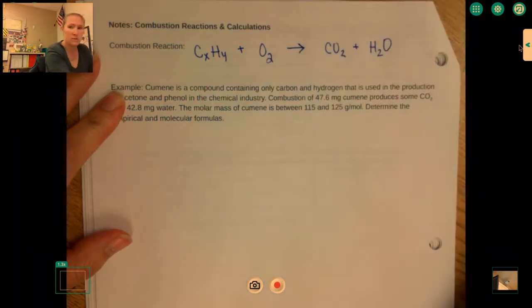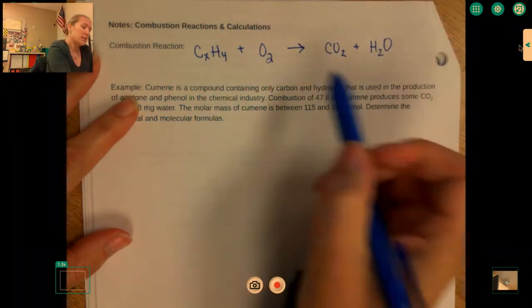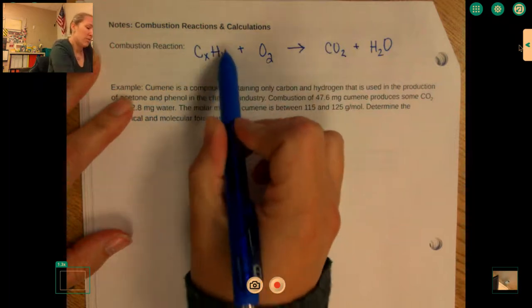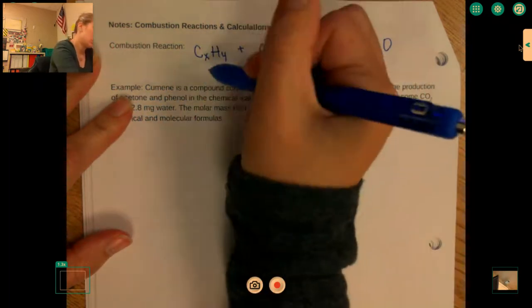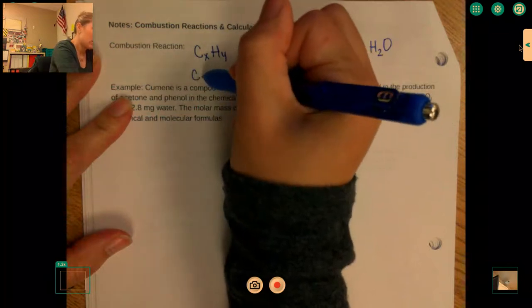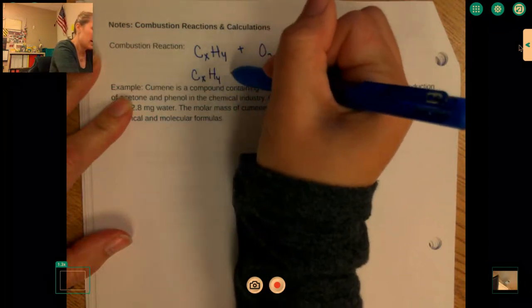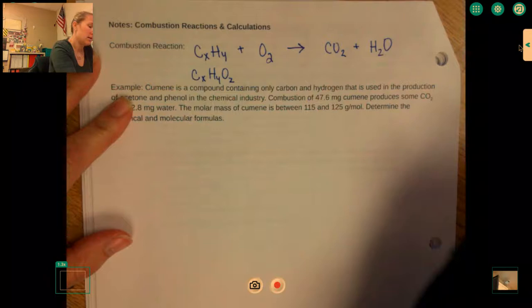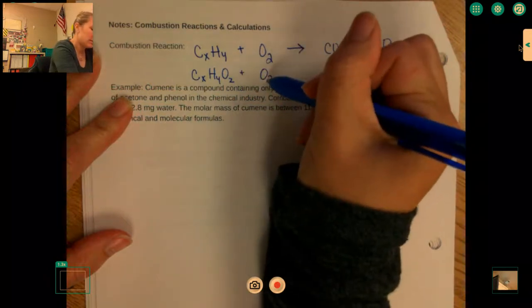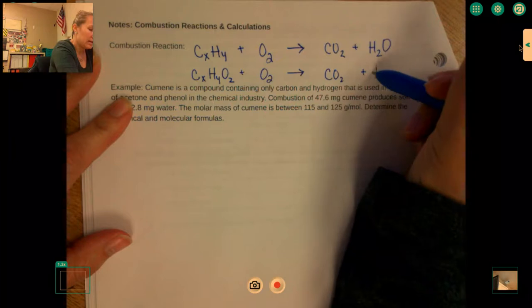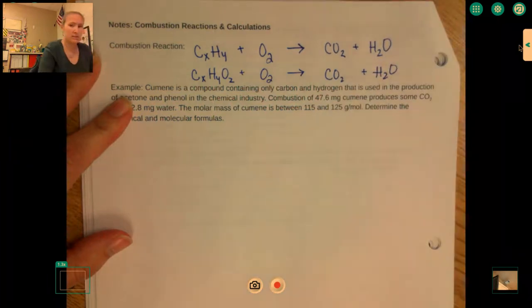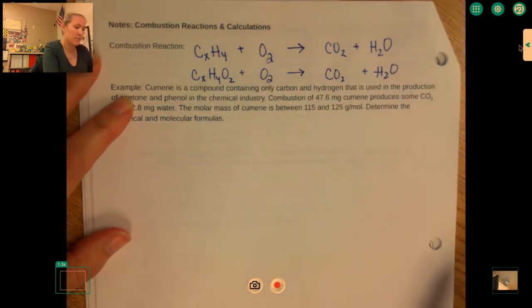And those are always going to be the products. Most of the time, we looked at hydrocarbons that were just made up of carbons and hydrogens. However, sometimes we could run into a situation where we have a hydrocarbon that is CxHy and then also has oxygen in it. So just be aware that this can also be a combustion reaction because it's still burning and it still has the same products. Okay, but oxygen can also be in it.